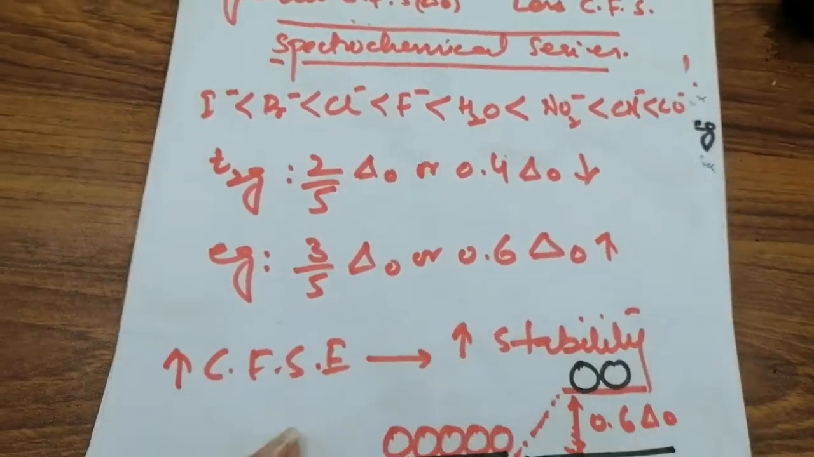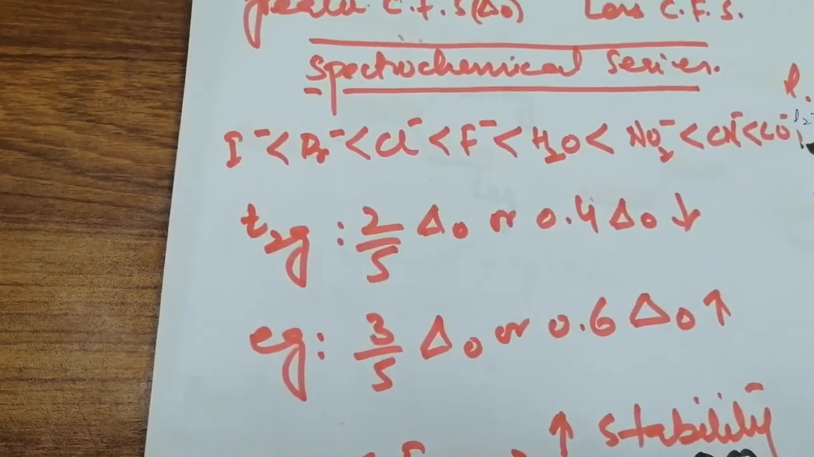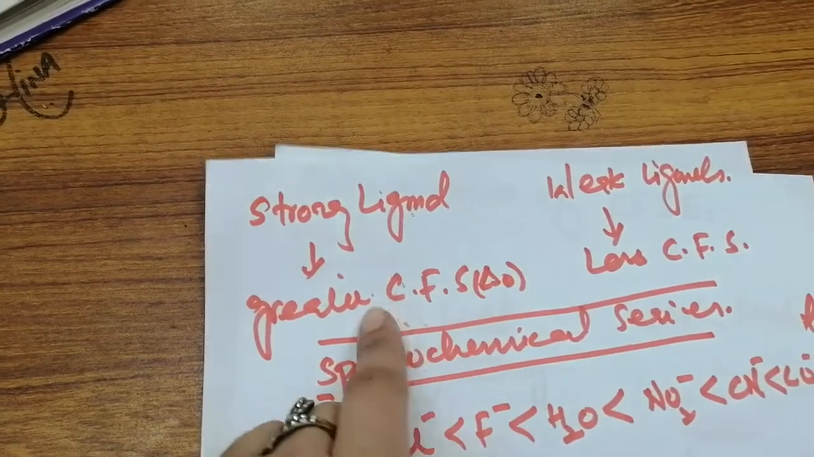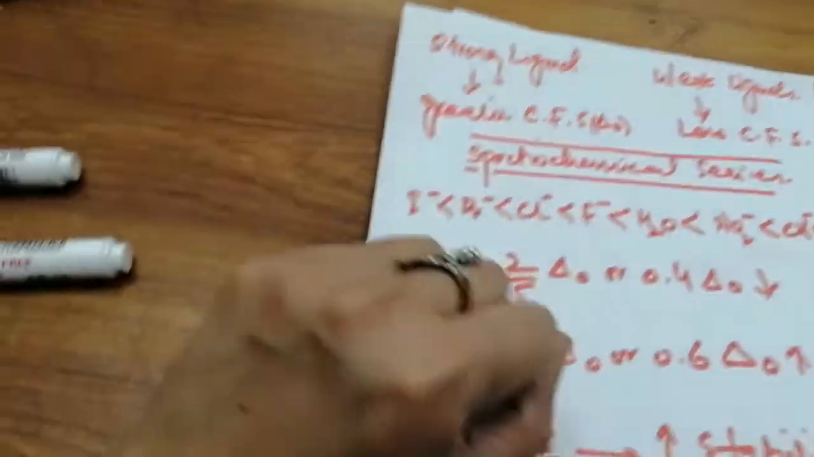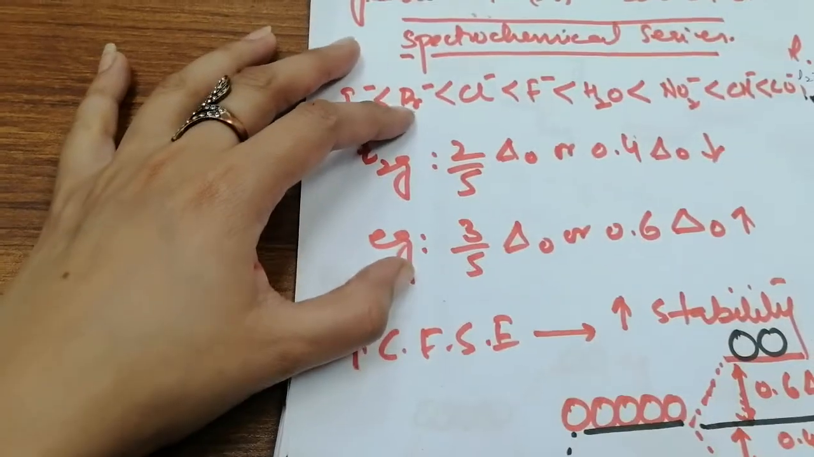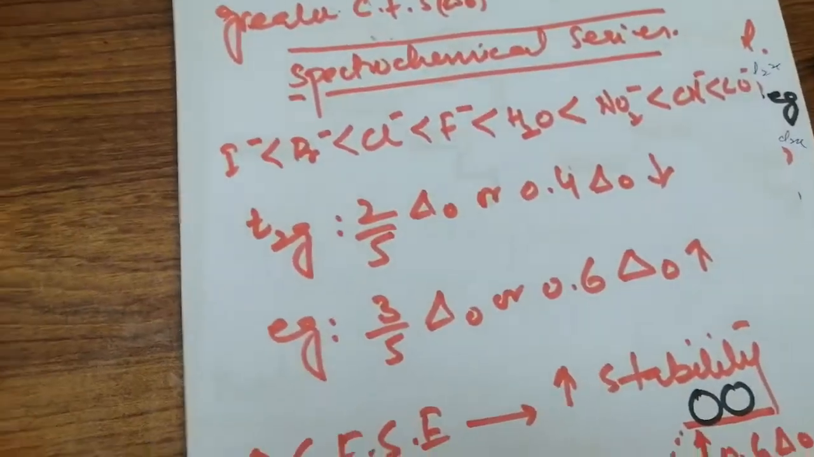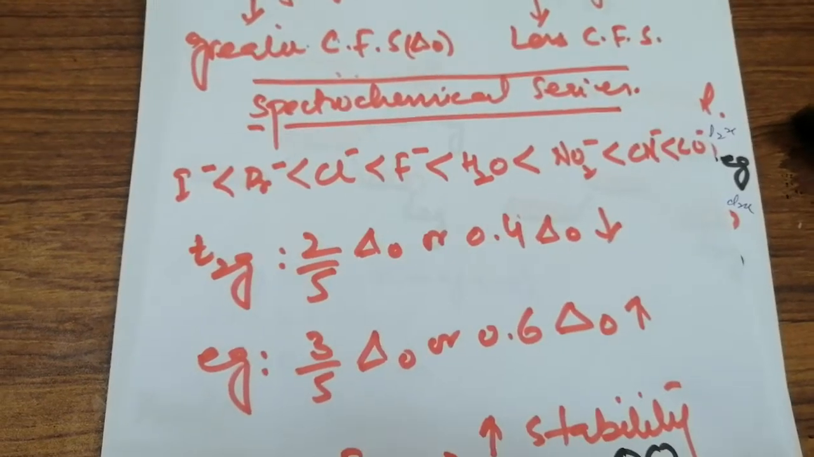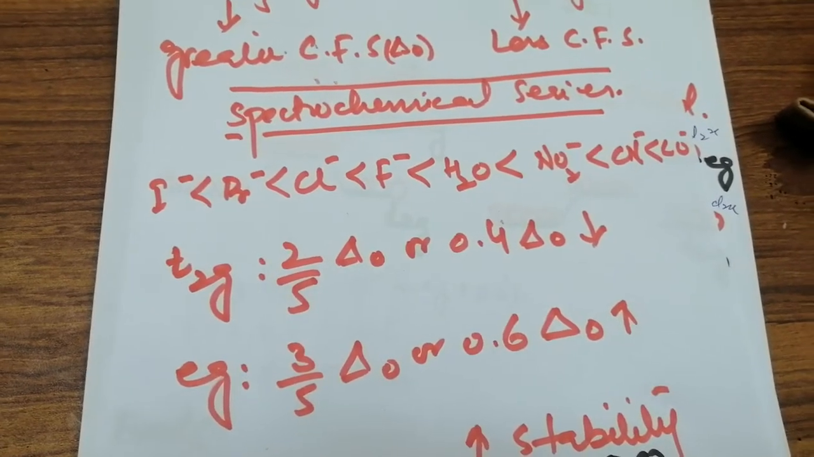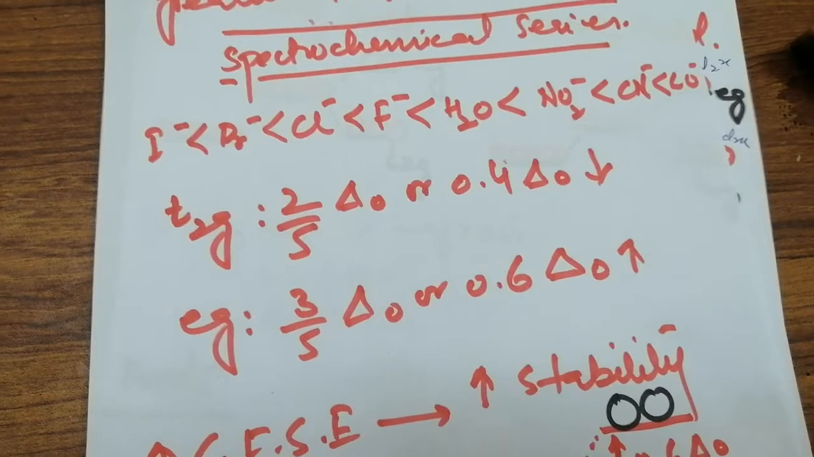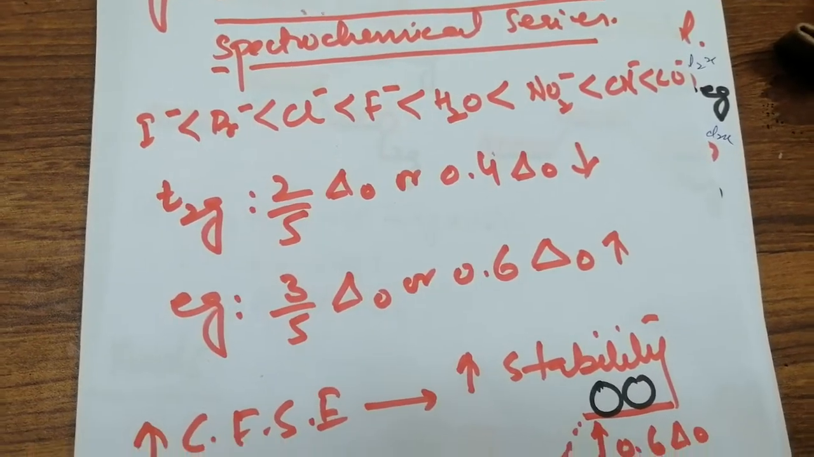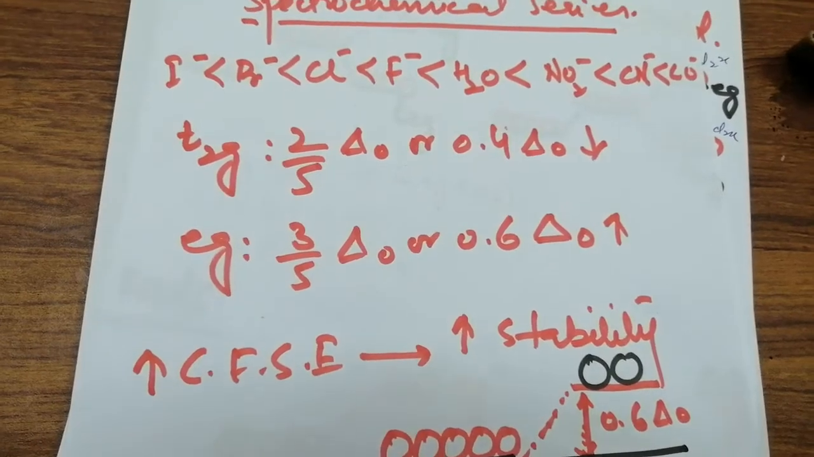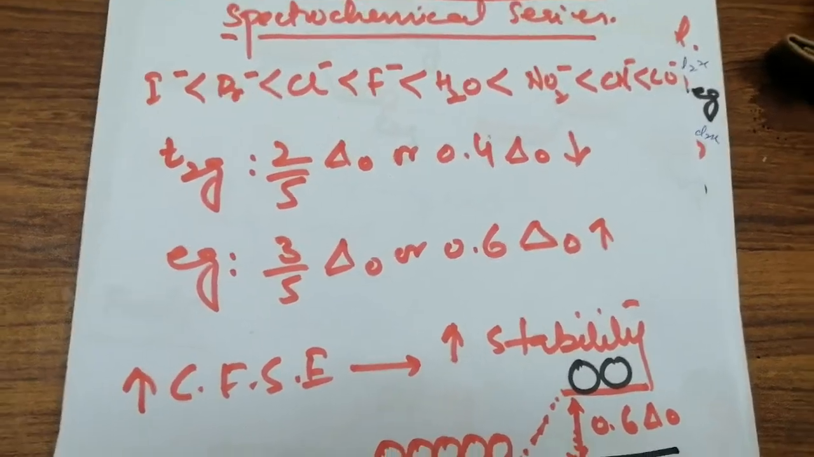Okay, to determine the energy value of T2G, we have 2 by 5. This particular symbol, the triangle with a knot sign, is called crystal field splitting. The energy of T2G decreases because of repulsive forces, so it's decreased by a factor of 0.4, while Eg is increased by a factor of 0.6. Okay, so the more the crystal field stabilization, the more the stability. It's good to have a crystal field stabilization energy.